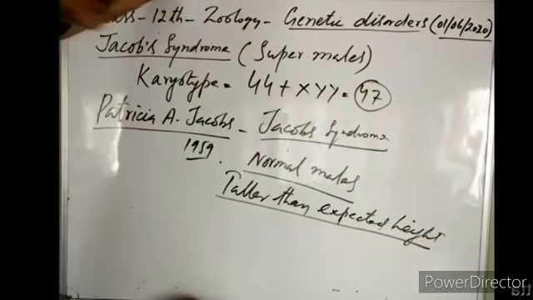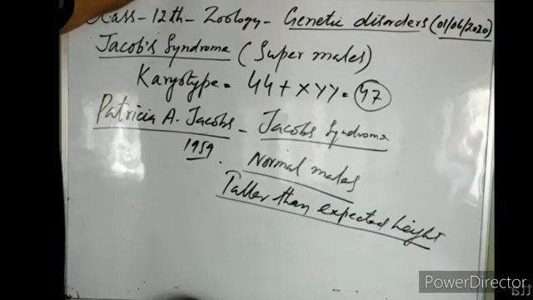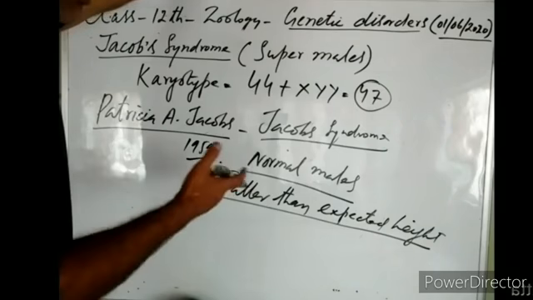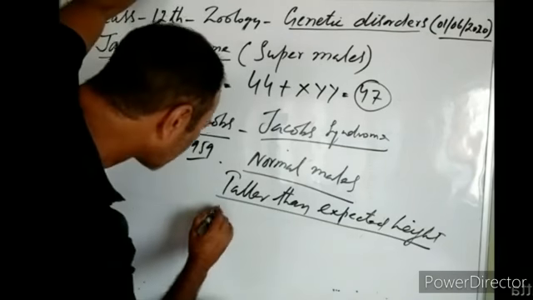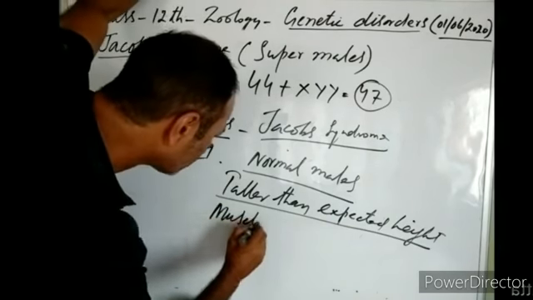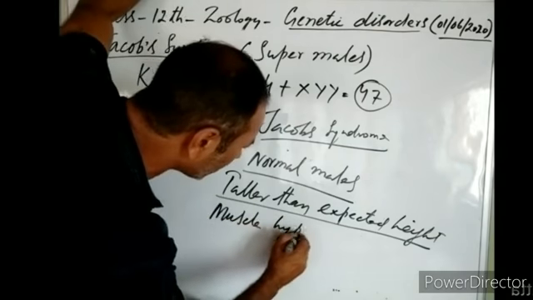They are slightly taller than the expected height. We expect the height of a person according to his parents, or according to his family. So they seem to be slightly taller than the expected height, right? They may have muscle hypotonia. They may sometimes suffer from muscle hypotonia.